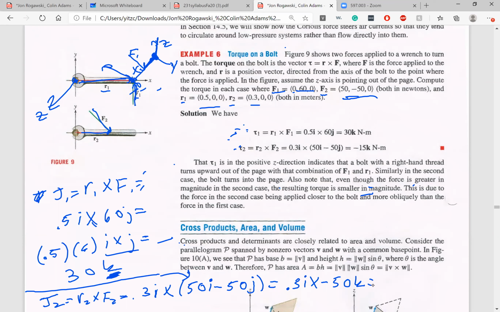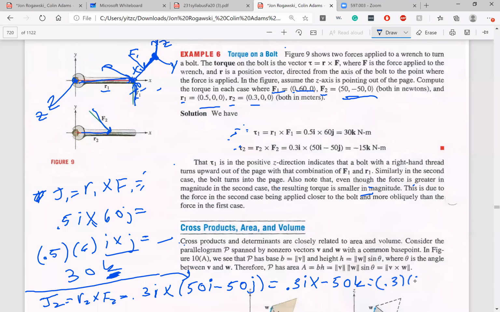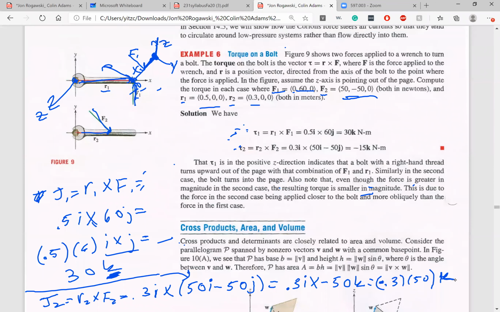And that should give us, well, what's 0.3? Well, yeah, 0.3 times 50. So minus over here. Okay. Any questions about this?